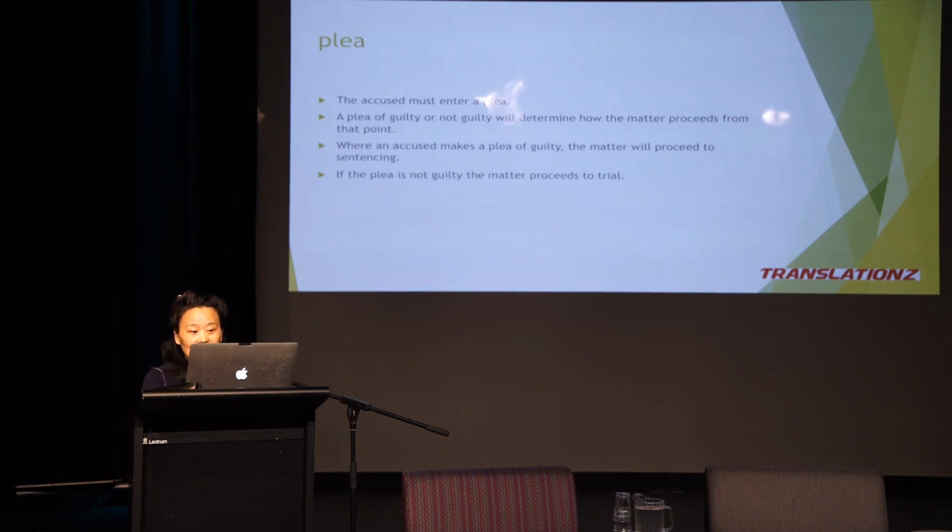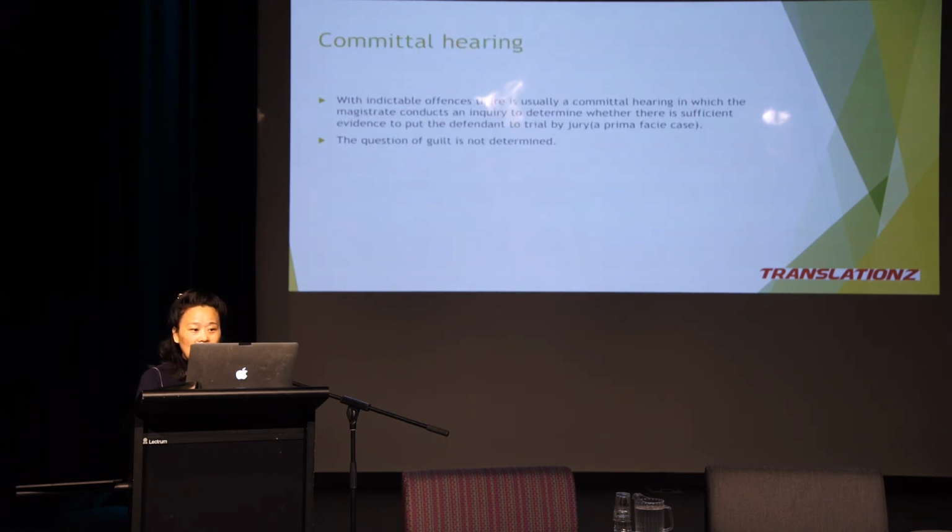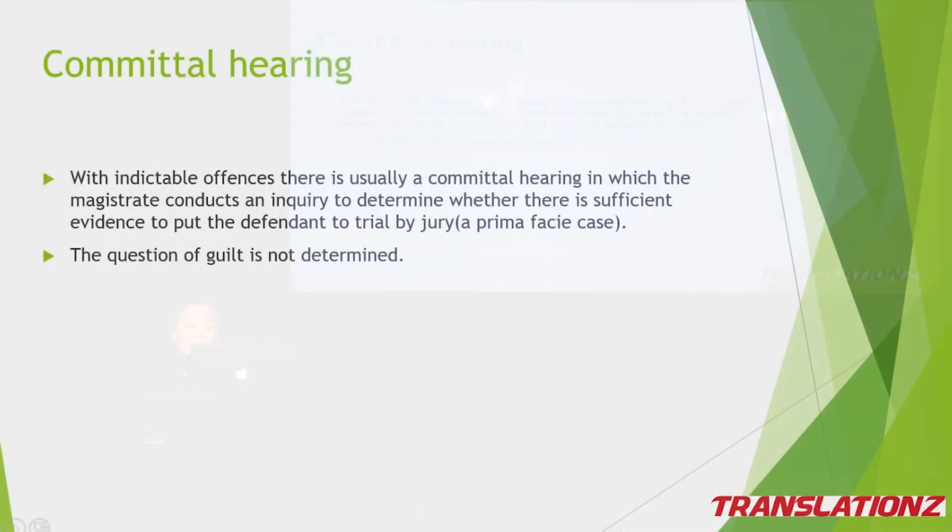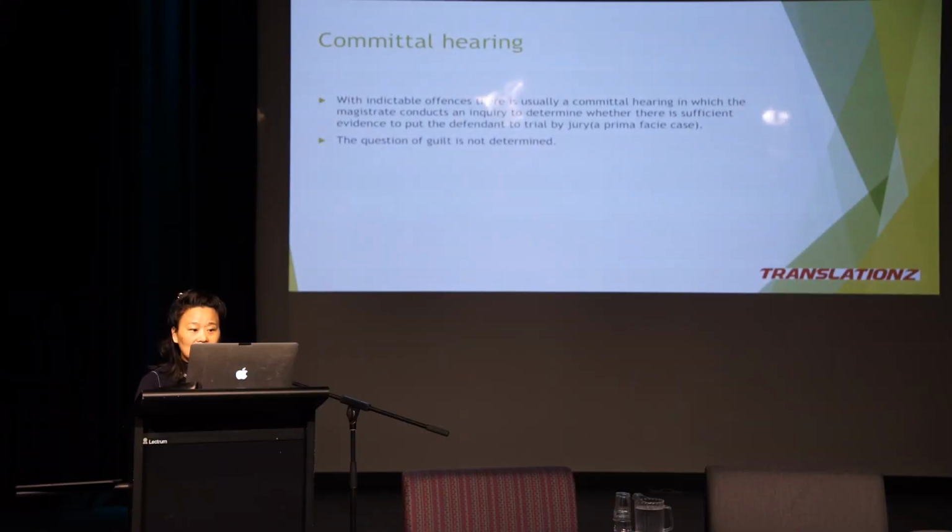That's another case: committal hearings. With serious offences, usually there is a committal hearing. As I said, serious offences are usually in the District Court or Supreme Court, but the committal hearing is in the Magistrates Court. Basically, it's decided whether there is sufficient evidence to put the defendants to trial by jury, just by prima facie case.